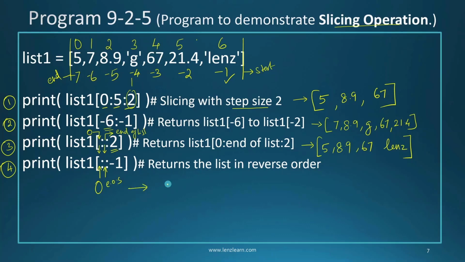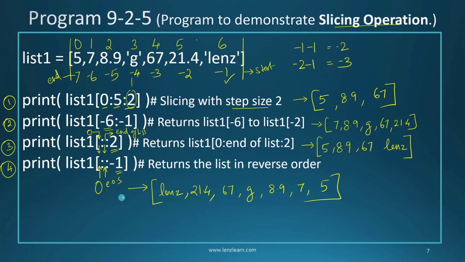So the output of this slicing operation will be lens, because that is available at -1, that is a starting position. Now it will add -1 to this index value, so that is -1, -1. So the answer is -2. Now I'll take the value available at -2, 21.4. Now it will do -2 with the step value -1. So the new index value is -3. So I will take the value 67, then G, then 8.9, then 7, then 5. Okay, so this will be the output of the last print statement. So if you give the slicing operator like this, then it will reverse the list and produce a result.